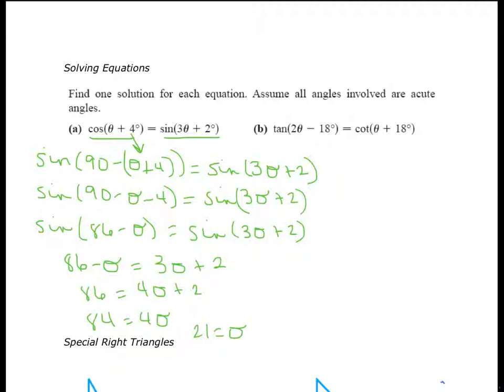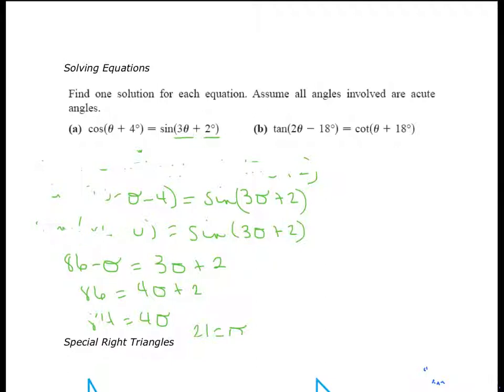So now you have tangent of 2 theta minus 18. I think I need to give myself some room, so let's erase all the work on this one to give us some room. I had to make my eraser bigger.